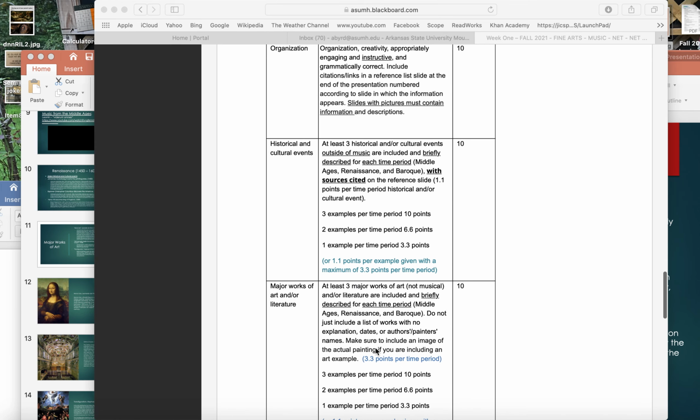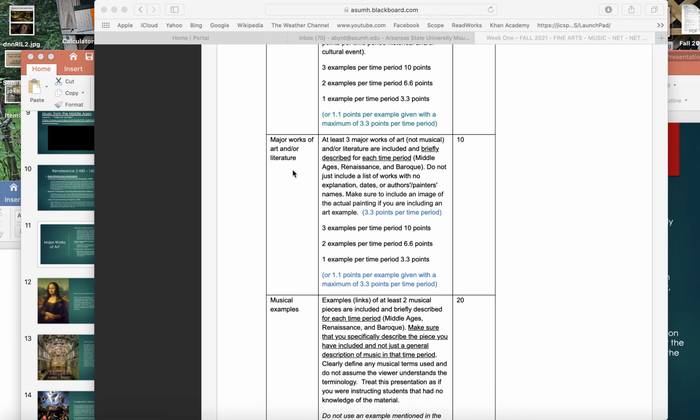You're going to be including historical and cultural events, at least 3 for each time period. And the thing that people miss a lot of times is to briefly describe. So you're not going to just have a list of historical events for a time period. You're going to have at least 3 and just briefly describe them. I'm not looking for something long, just tell what basically happened.